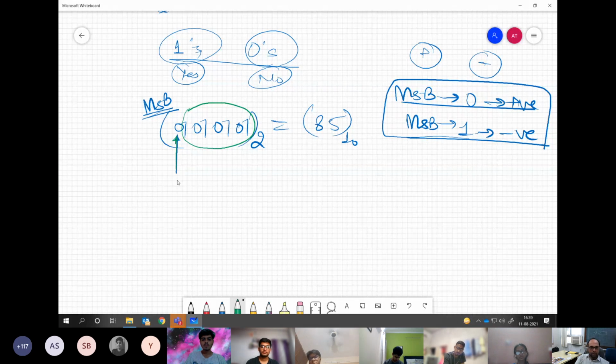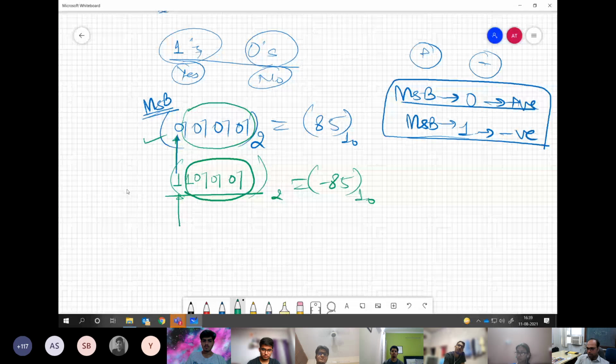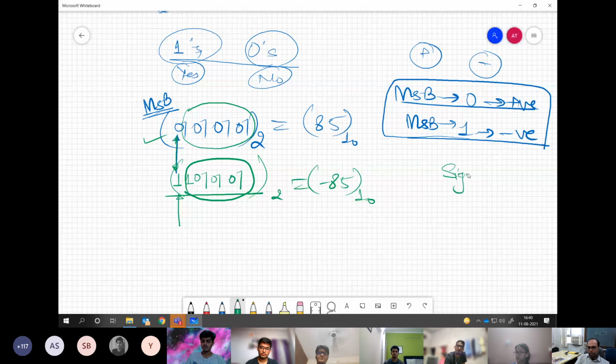So the same number, if you write as 1 and then you write 1010101, then still the value is this, which is unchanged. But because this 1 is there, we can say that this is actually representing minus 85. This is in some random number system. I am not saying this is how we follow things in our digital domain, but this is one example I am giving. So this we call as sign bit.